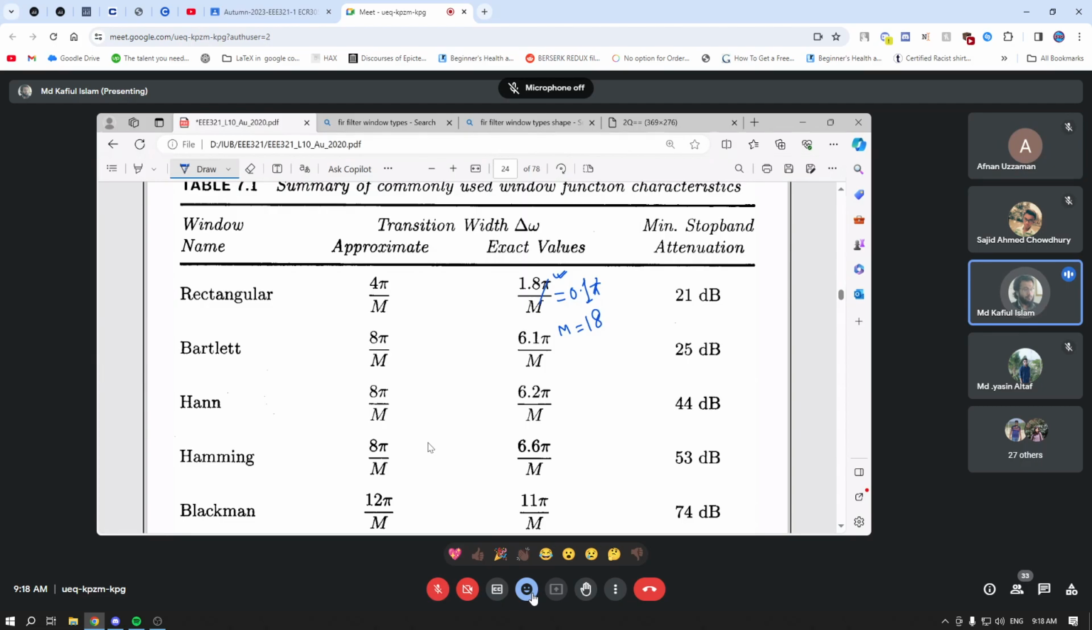Order of the filter will be 18, right? So if I take order of the filter 18, then with rectangular window function we'll get 0.1 pi. But for Bartlett, how much should we get? 6.1 pi divided by what is this? Same order. 6.1 pi divided by 18 now.